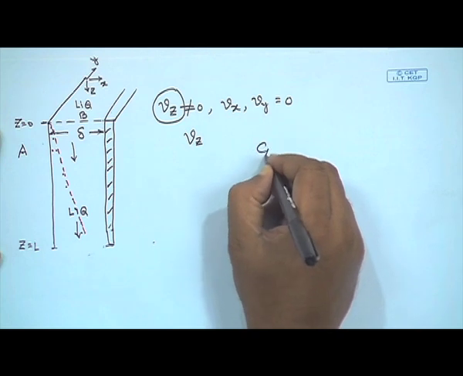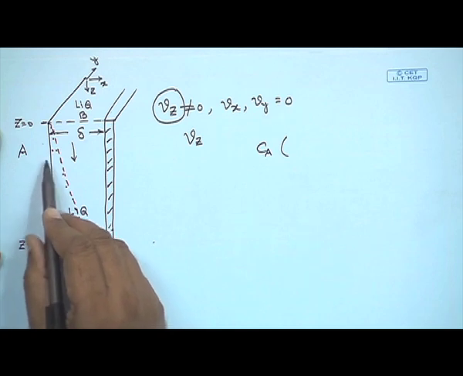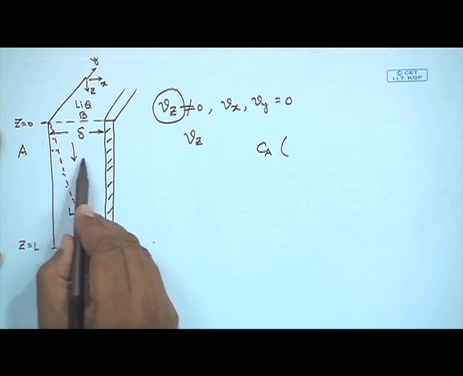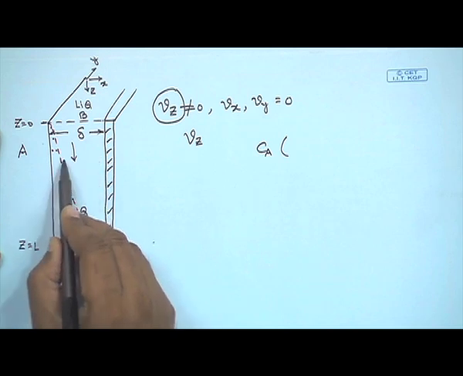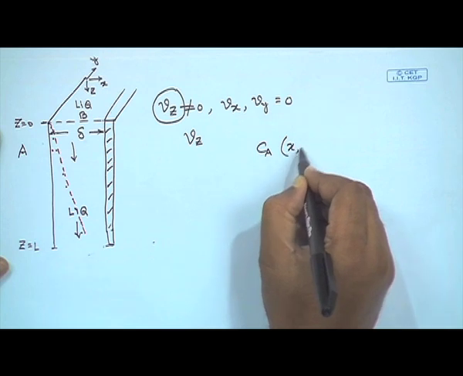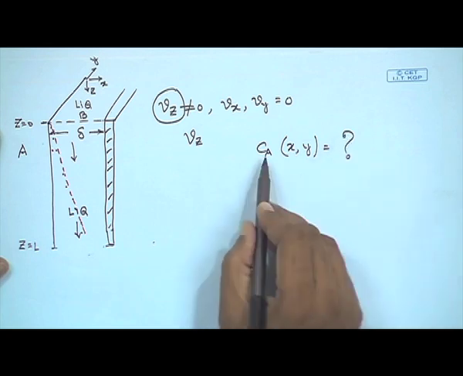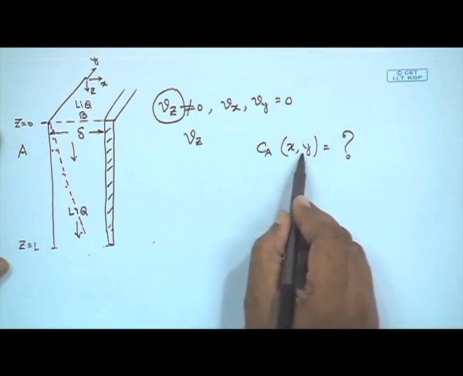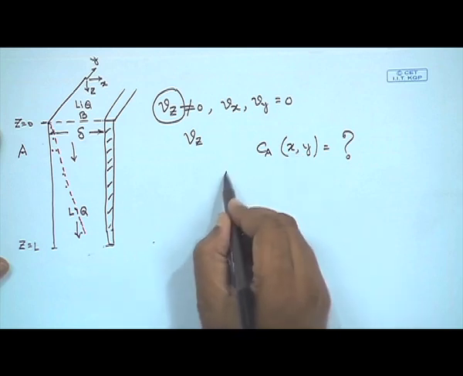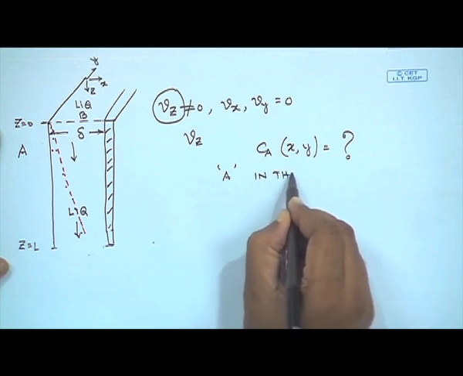I would like to find out the variation of Ca, and I understand the concentration of A is going to be a function of x, it is also going to be a function of y. So it is going to be a function of x and it is going to be a function of y. So I would like to find out the profile of A in the liquid film.